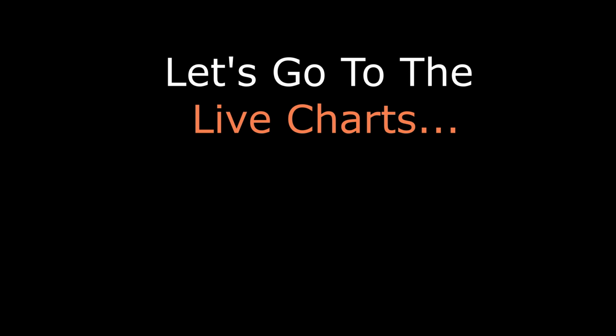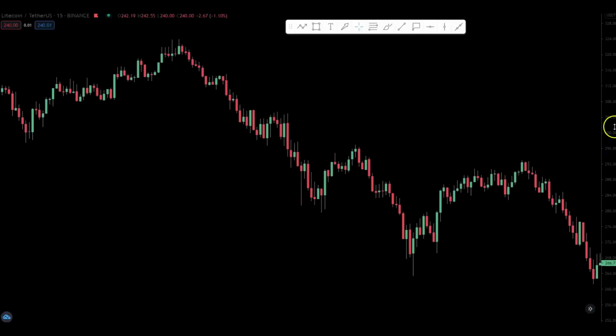Now let's move over to our live charts to see how we can identify a bear flag pattern. On this chart, we can identify a bear flag by a steep downward price action, the pole, followed by a slight retracement, the flag. The point of continuation occurs when price action first breaks out below the lower edge of the flag.